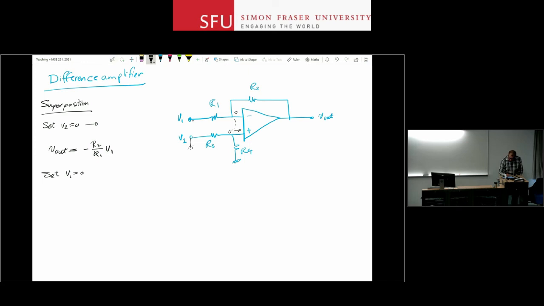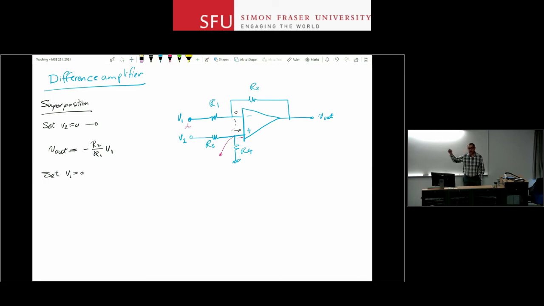So if I set V1 to 0 and apply V2, I can see that the voltage here is going to be a voltage division between R4 and R3 proportional to V2. Why? Because again, this current is 0. Since that current is 0, the voltage at the node between the two resistors is just a voltage we can find through the voltage division rule.